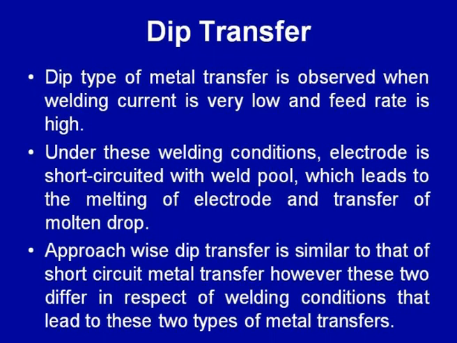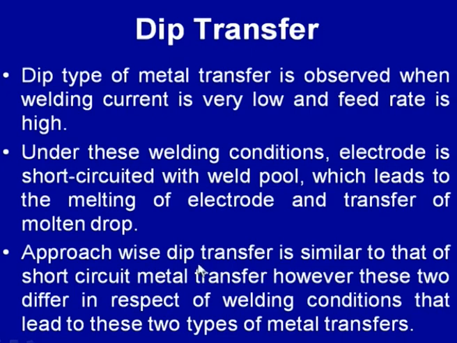Under these conditions of low welding current and high feed rate, the electrode is short circuited with the weld pool, which leads to the melting of the electrode and the transfer of the molten metal drop to the weld pool. Approach wise, this transfer is similar to that of the short circuit. However, these differ in respect of the welding conditions that lead to the two types of transfer. Here, basically, the high feed rate of the electrode is the main reason behind the dip transfer.